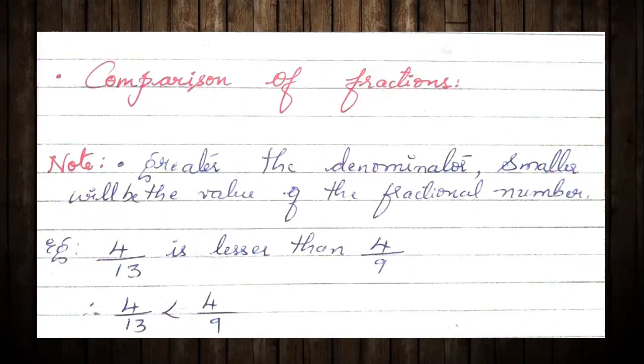So, greater the denominator, here 13 is greater, so the whole fractional value will be lesser, and the next, 4 by 9, will be greater. What is the note given here? Greater the denominator, smaller will be the value of the fractional number. Comparing 4 by 13 and 4 by 9, the first denominator is 13 and the next is 9. The greater number is 13, so the whole fractional number 4 by 13 is lesser than 4 by 9. Symbolically, we write 4 by 13 is less than 4 by 9.